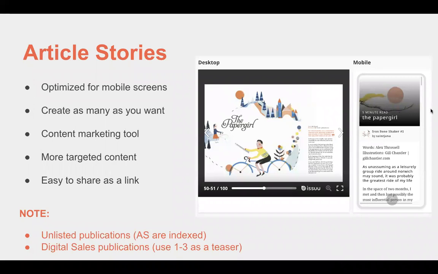And as you can see in the article story, we always show where the article story is coming from, who is the publisher. And that's how people will be able to get to your publication, even though it is unlisted and not searchable. People will be able to get to that particular publication through the article story. So don't create article stories for unlisted publications.